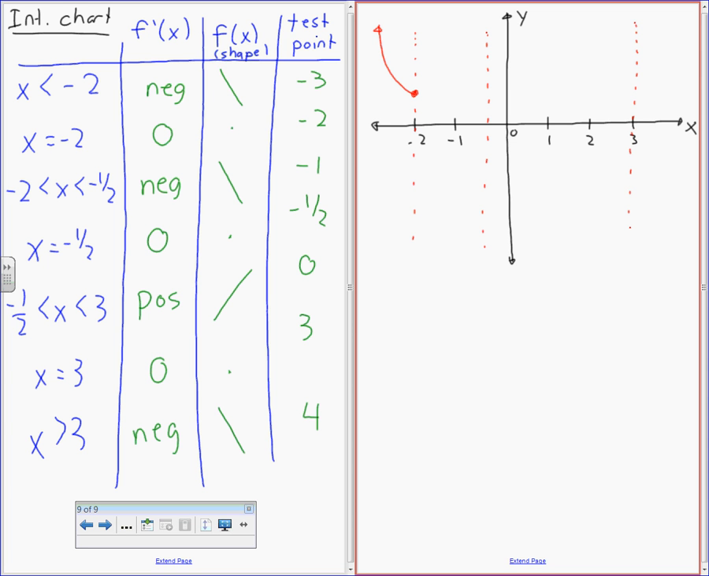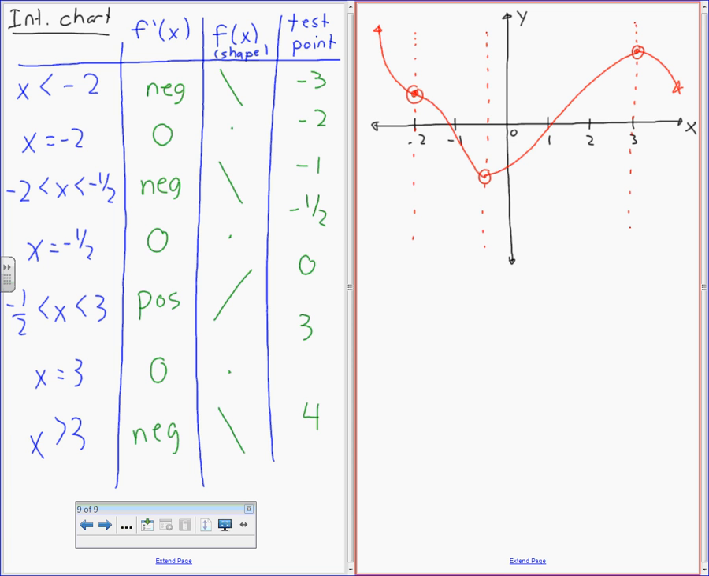Then from -2 to 0, it has to have another negative slope. So I'm going to draw another point down here, someplace, and I'm just going to go sort of like this. We don't know how that line's going to look exactly, but that's just an estimate for me. From 0 to 3, it's going to be positive slope, so I'm going to pick another point over here. I'm sort of going to curve up sort of like this. And finally, when x is bigger than 3, it's going to drop down, sort of like that.